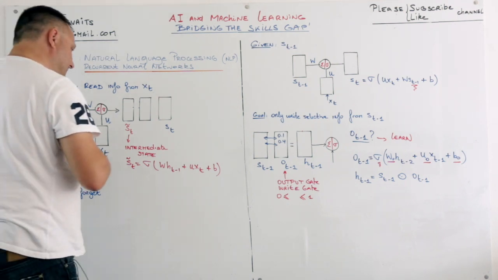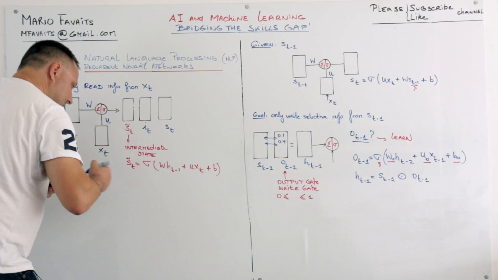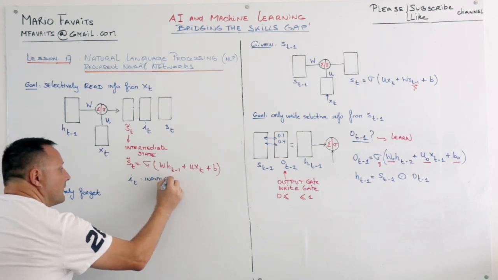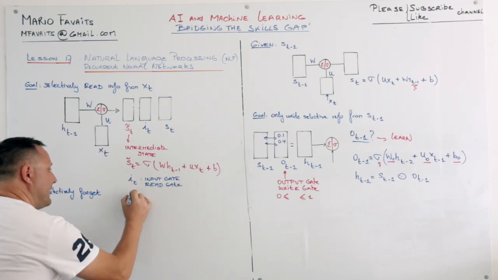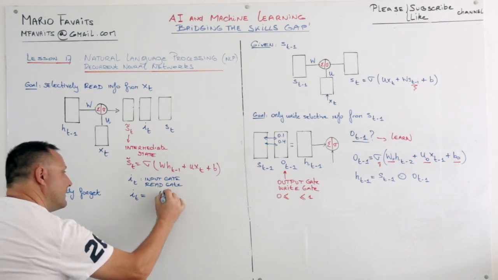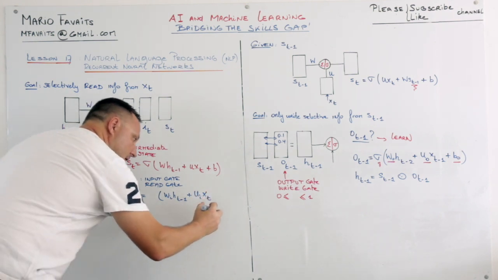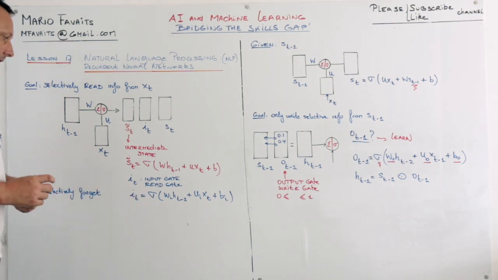Now we're gonna define an input gate at time t. The input gate, or read gate, is gonna be equal to wi ht minus 1 plus ui xt plus bi. And again we take the sigmoid here because we want it to be between 0 and 1.